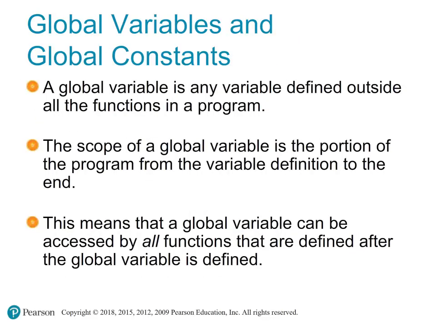Global variables are another important concept in programming, especially when contrasted with local variables. A global variable is defined outside of all functions in a program. The scope of a global variable extends from the point where it is defined to the end of the program file. This means it is accessible throughout the entire program after its definition. Because of its scope, a global variable can be accessed by all functions that are defined after the global variable definition.